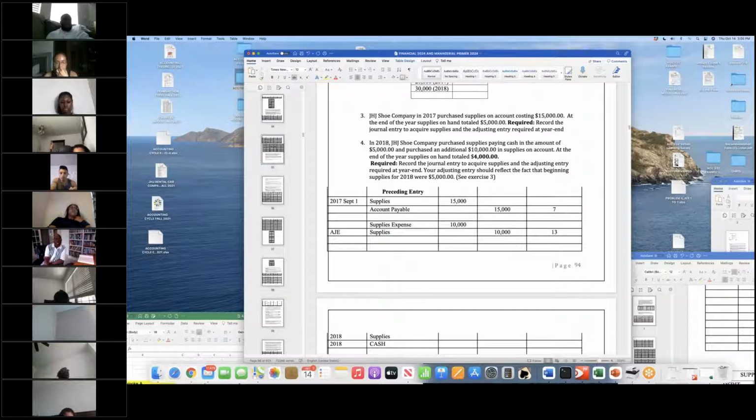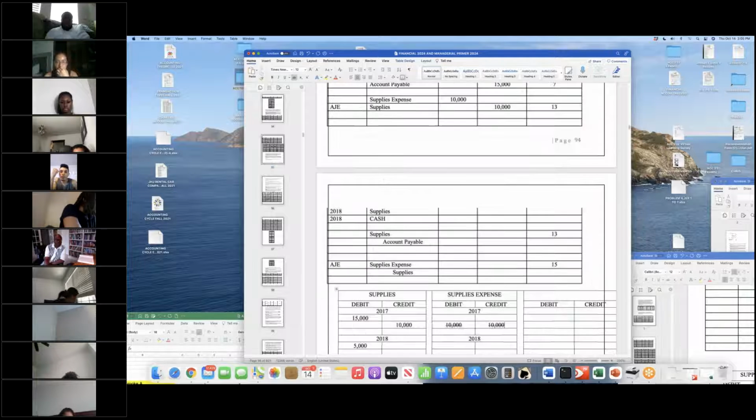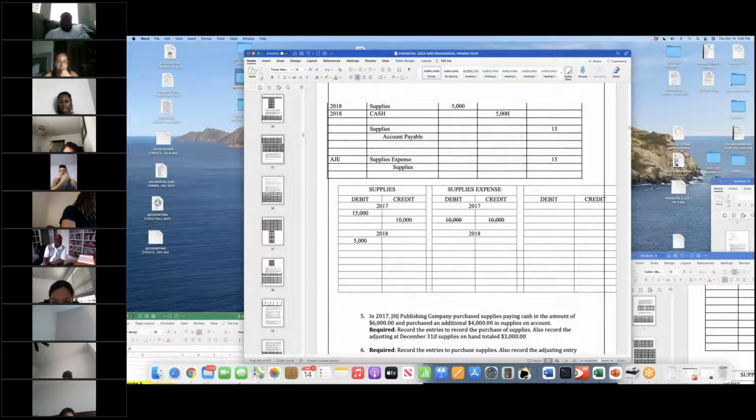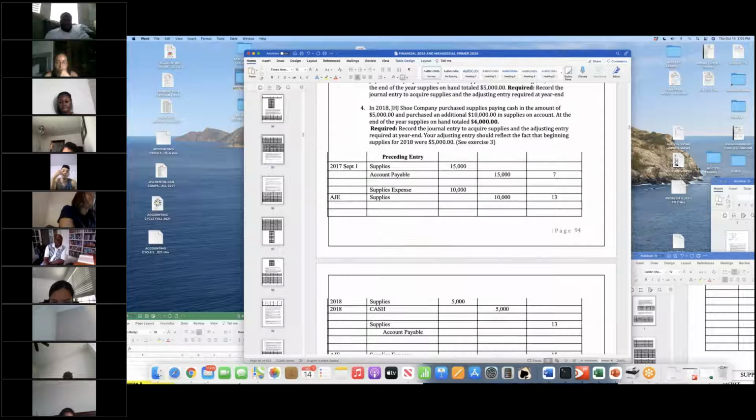In the first transaction, we bought supplies paying cash in the amount of 5,000. So we debit supplies for 5,000, credit cash for 5,000. And now in 2018, we got another 5,000 in the account. Then it says what?